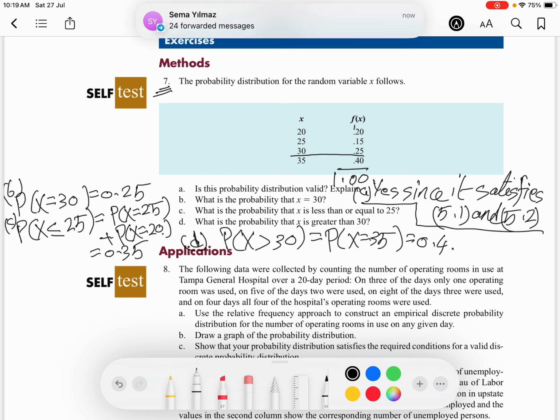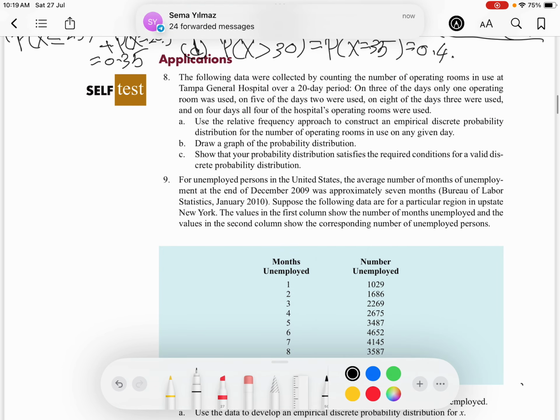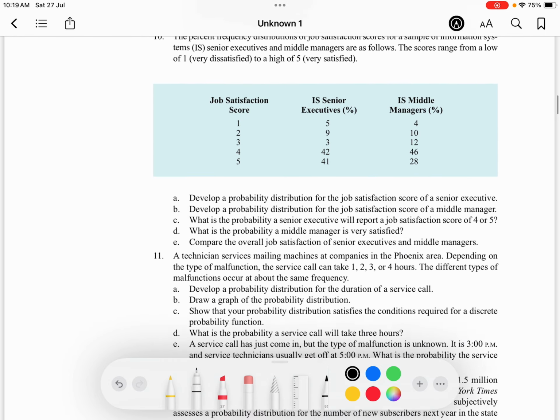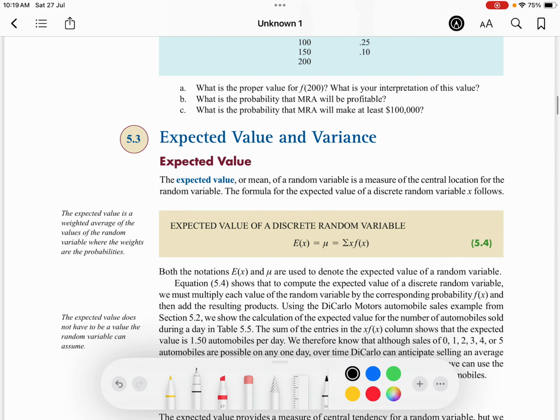I solved it quickly with you in order to see or understand the probability distribution for discrete, and I will not give you a homework. Here, section, expected value and variance. The expected value, which is the mean of a random variable, is a measure of central location for the random variable. We have taken it in section 3.1, chapter 3.